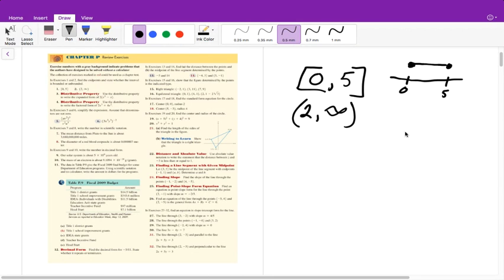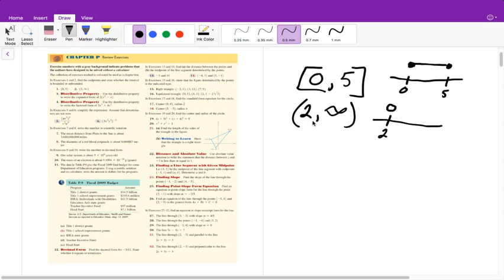When it's parentheses, it means that it is not colored in because it is not included. So here we're at a parentheses for 2, so it's an open circle. That means 2 is not part of our answer. If we were to substitute 2 into the problem, it would not work. It would be equal to and maybe not less than or not greater than, but it would not be part of our solution set.